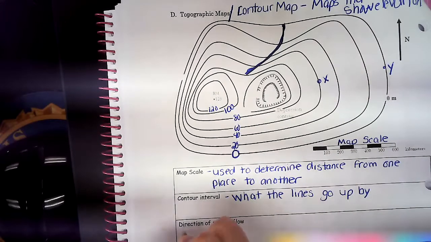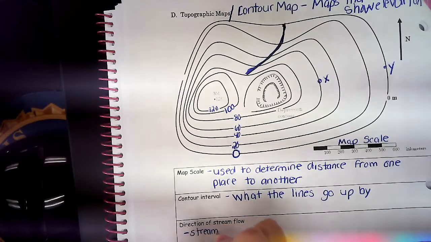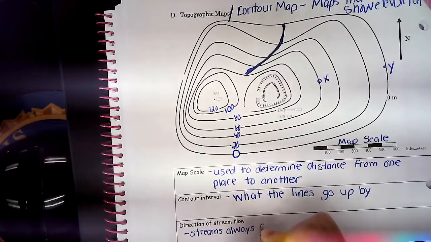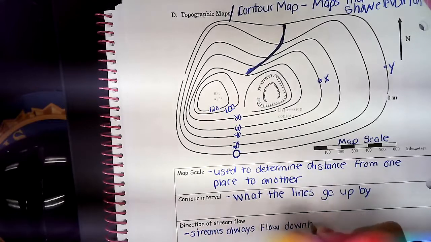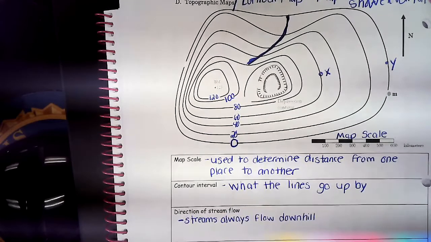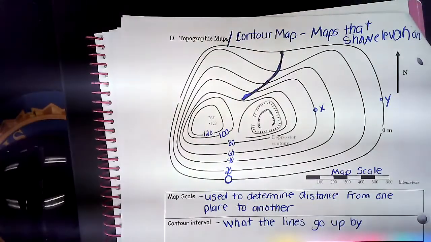Rivers always flow downhill. We're going to have to put a couple of bullets here, so don't write huge. So direction of stream flow. Streams always flow downhill, which is luckily for us, this map shows elevation. So this map shows us which way downhill is. How can I figure out which way is downhill? There's no labels up here.